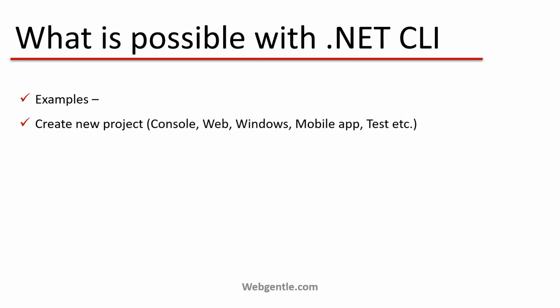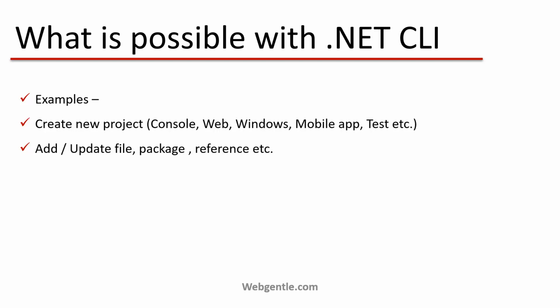Before doing anything, you have to create a new project, and .NET Core CLI helps you in creating a new project. If you need to create a console project, web application, Windows application, mobile application or test application, all the templates which are available in .NET Core, you can create a new project of any of the templates with the help of .NET CLI. Add, update files, package, reference.